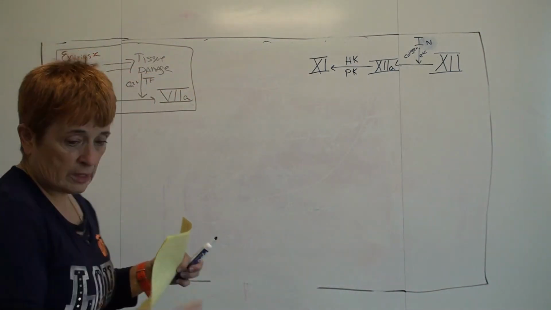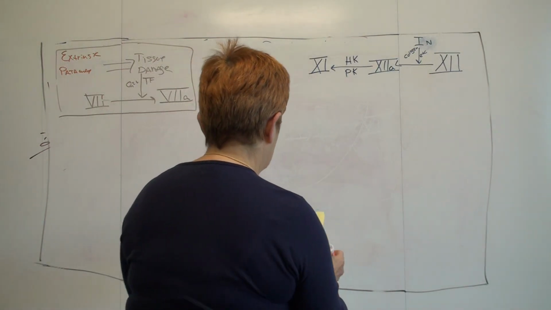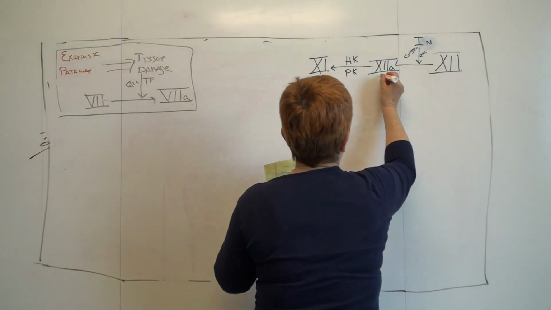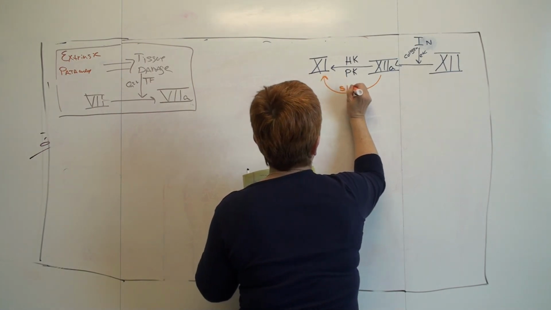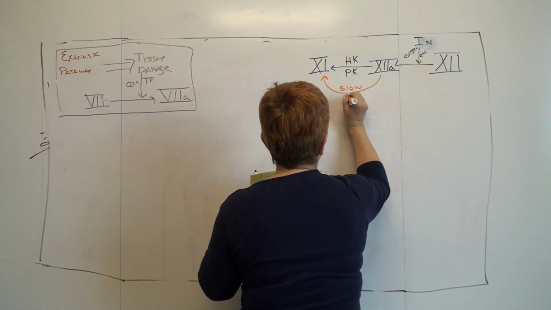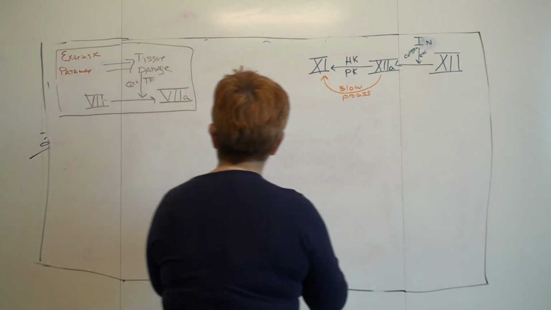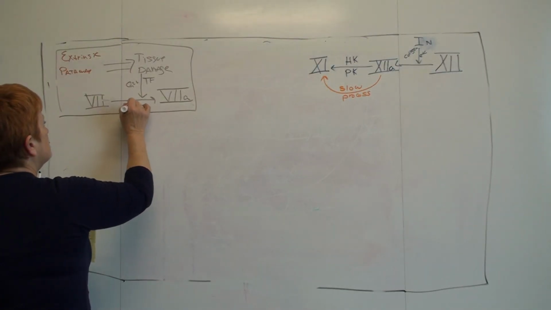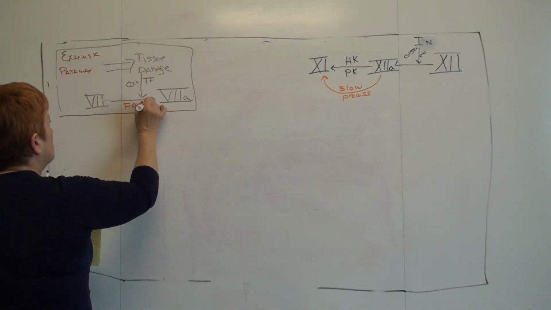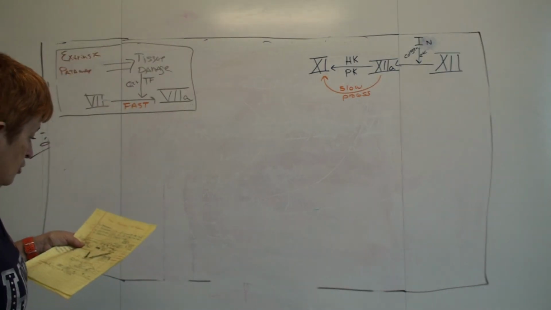Now, this is a very slow process. Okay. That is a very slow process. This is fast. Okay, that's fast. Okay, that's very slow.